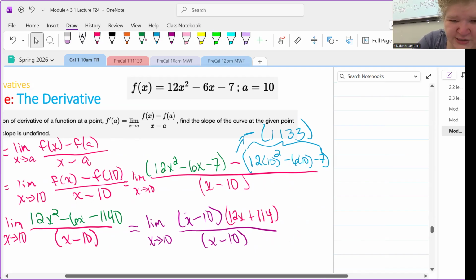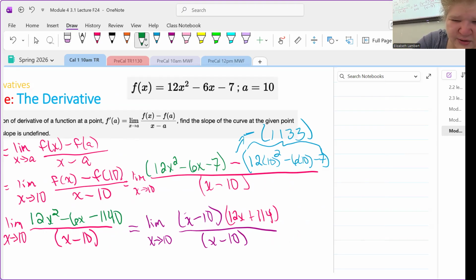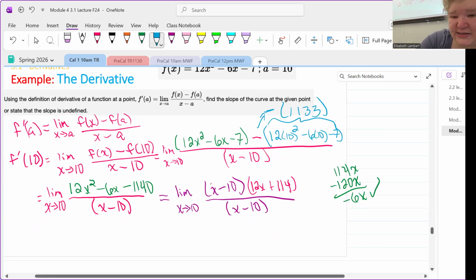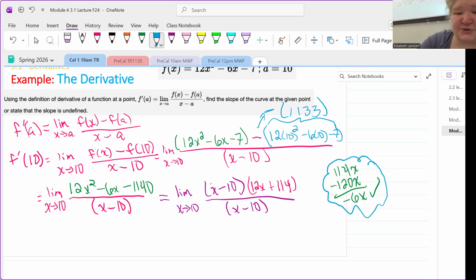All right, so my first x times 12x is 12x squared, but I want to check my outer, 114x, and my inner, which is negative 120x. And yep, that's negative 6x. So that is the correct, like this is our side thought bubble. This is the correct factoring. My x minus 10s cancel out.